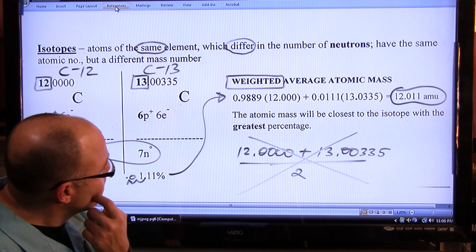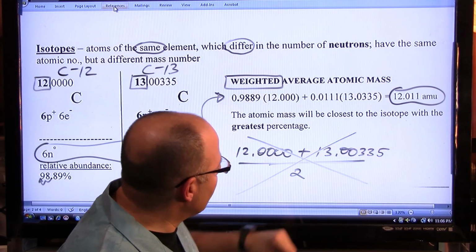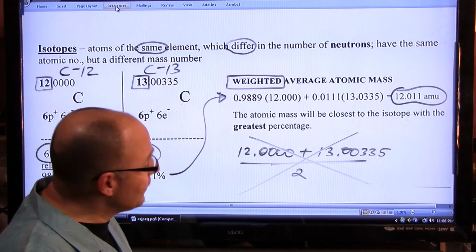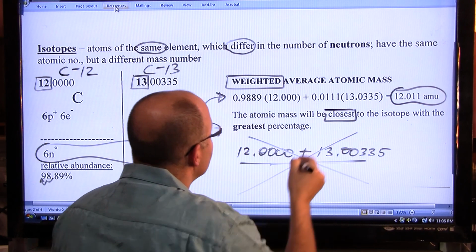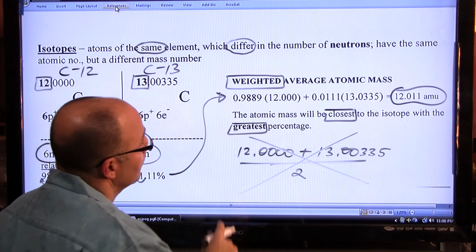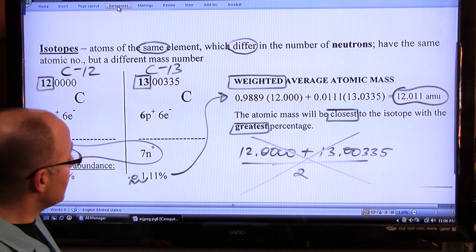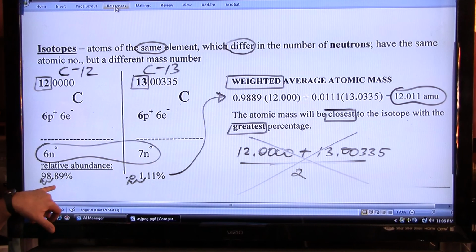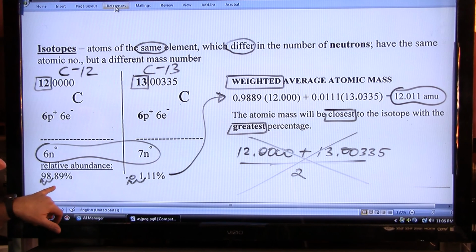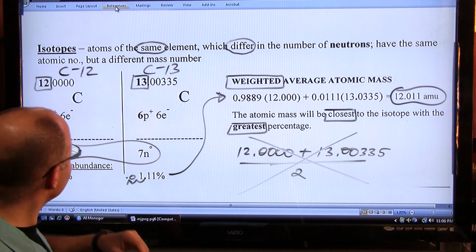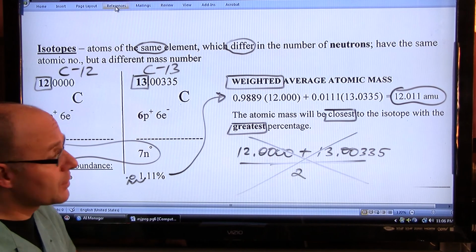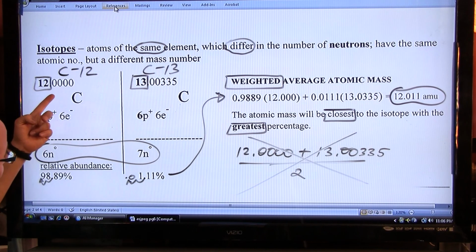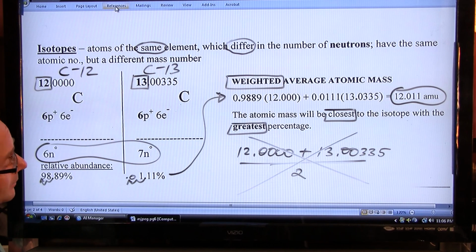You'll notice too that the atomic mass that you calculate, the weighted average atomic mass, will be closest to the isotope with the greatest percentage. That makes sense mathematically, since the isotope with the greatest percentage, one that is 98.89 in this case, has the greater weight of that average. Or another way of saying it is, the 12.011 is closer to 12 than to 13.0035 because the 12 has a greater percentage of the isotopes.